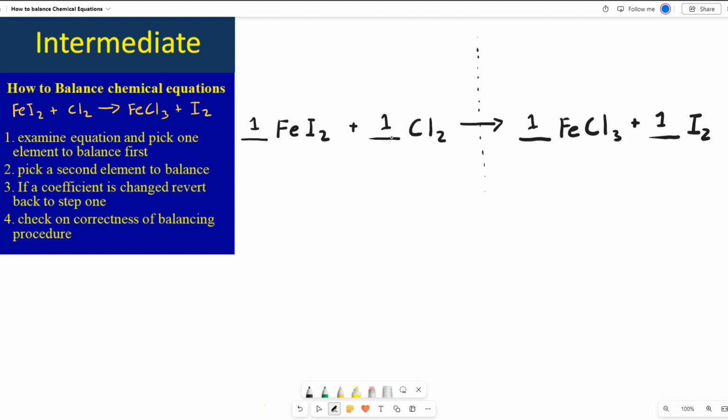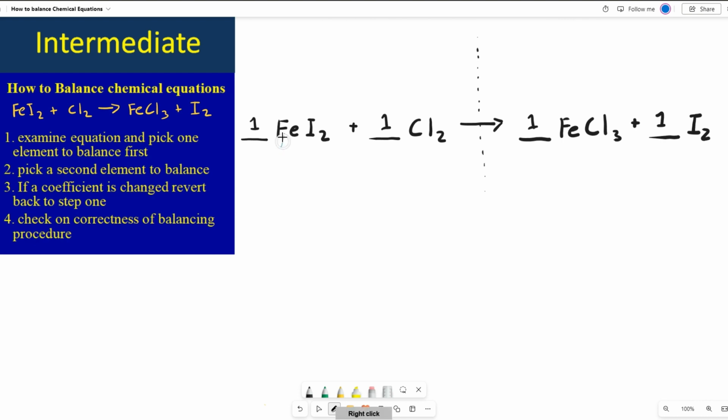So let's just read through the process that we're going to go through, and then we'll do an example of it up here for the equation I have written out. So first it says examine the equation and pick one element to balance first. So look, we either have iron, we have iodide, or we have chlorine. So just pick whatever one you want. I usually just pick the first one that's in the equation.